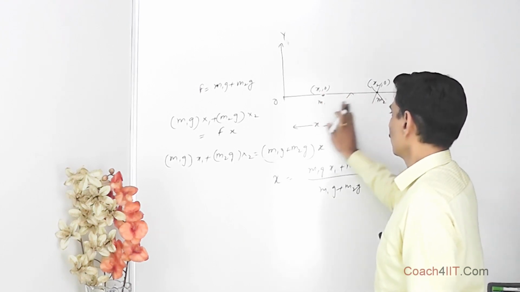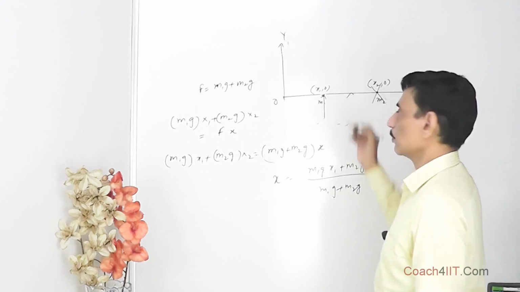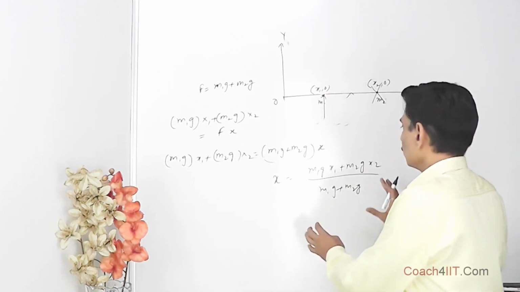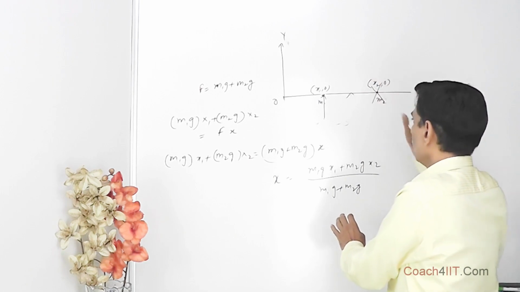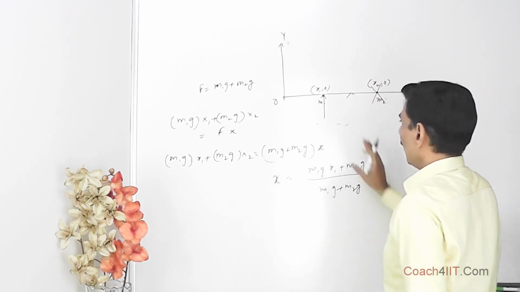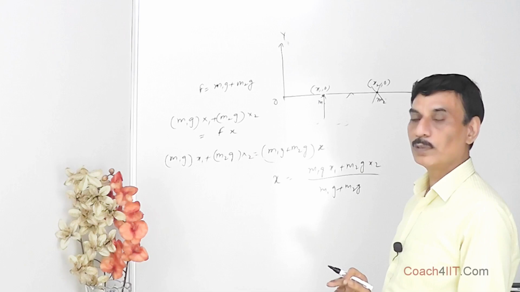There is only one particle, so the center of gravity should shift to x1 only. So if this particle is now removed, can we do something about this expression and reach what the center of gravity is going to be?